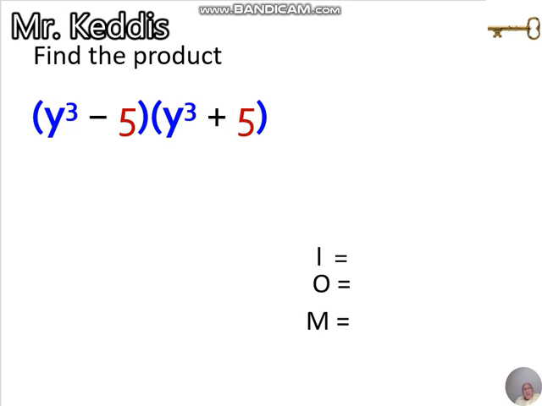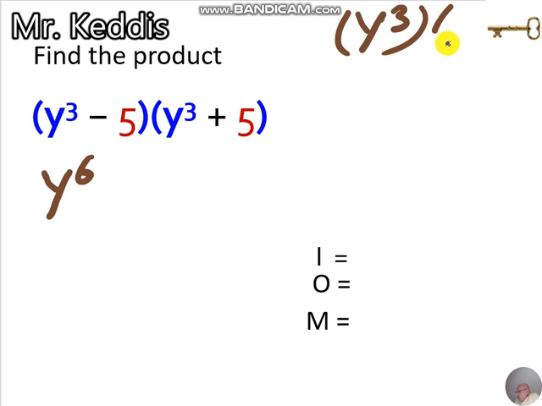To multiply these two binomials, y cubed times y cubed: when I multiply, I add the exponents, 3 plus 3, not 9. I add them, not multiply them. I get y to the power of 6.